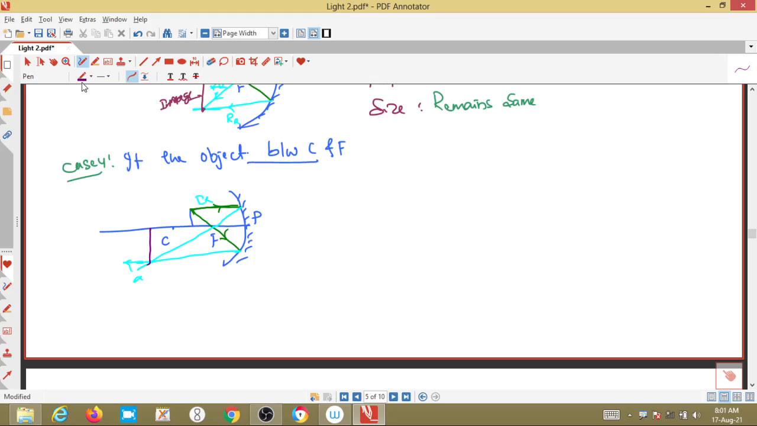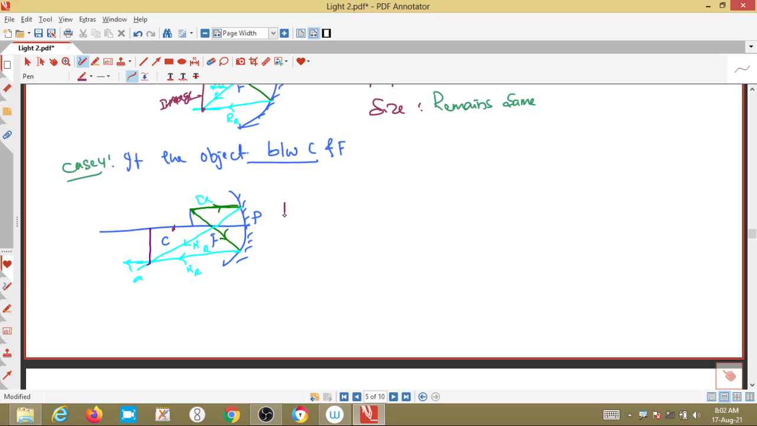Now observe the size of the reflected rays. This is the size. You can say that when the object is placed between C and F, meaning the object is moving from beyond C towards the reflecting surface or mirror, the size of the image is getting increased, right? Now see here, the image size that is formed is more than the object size.